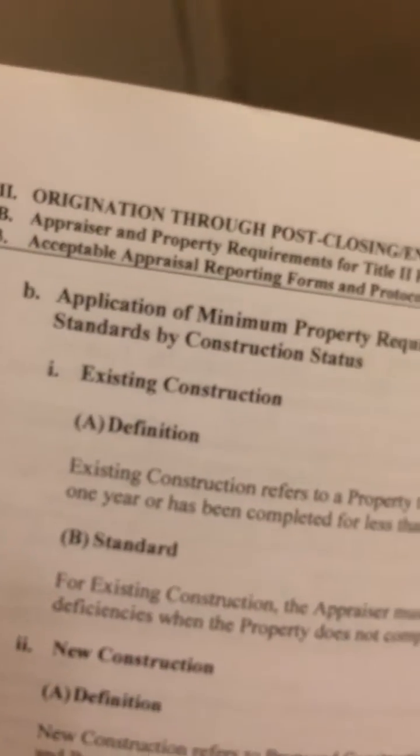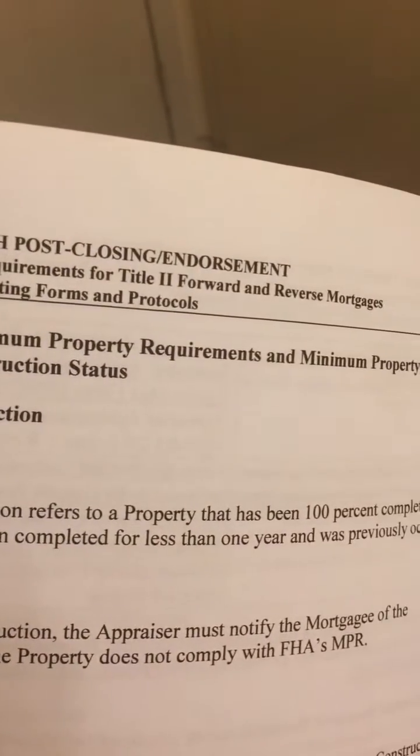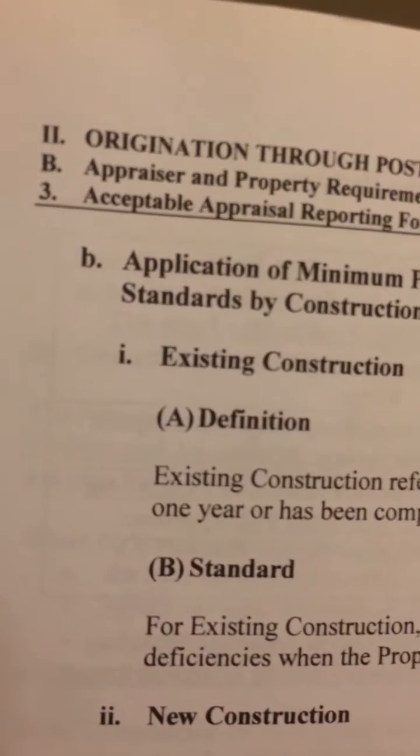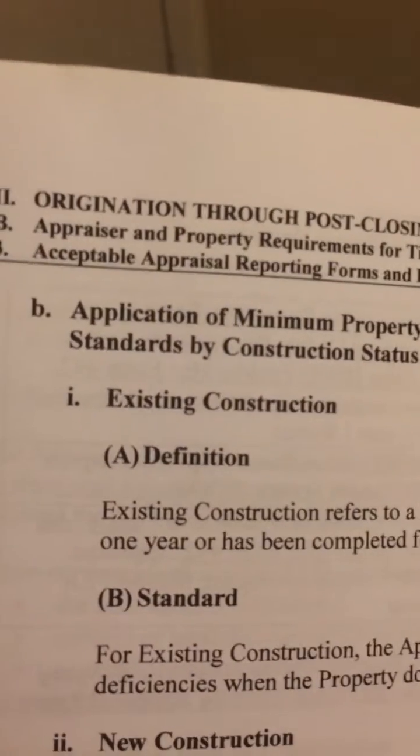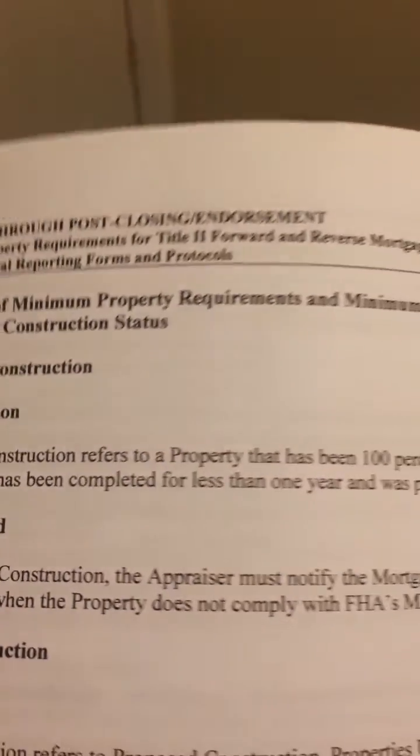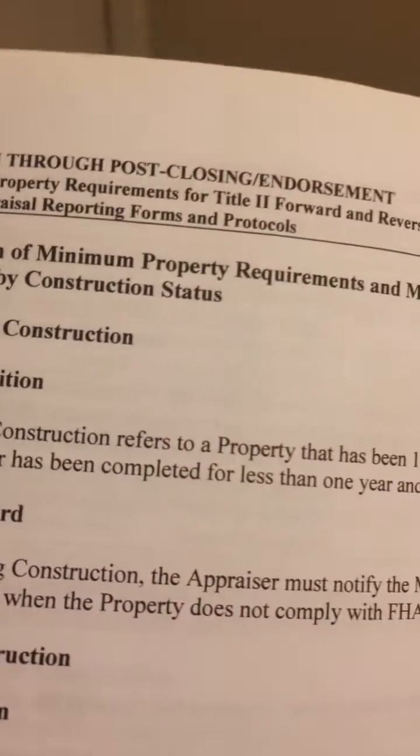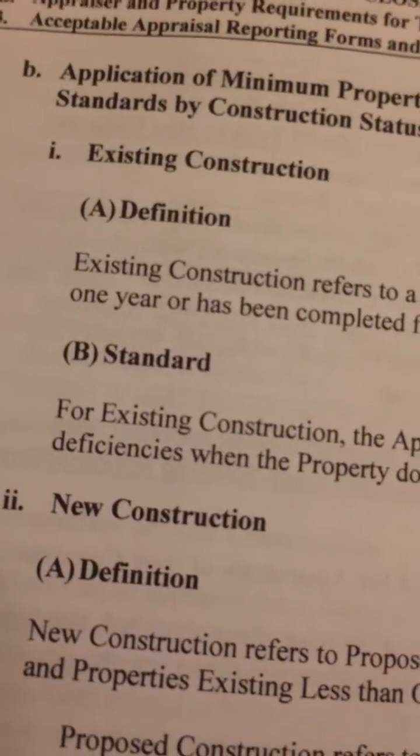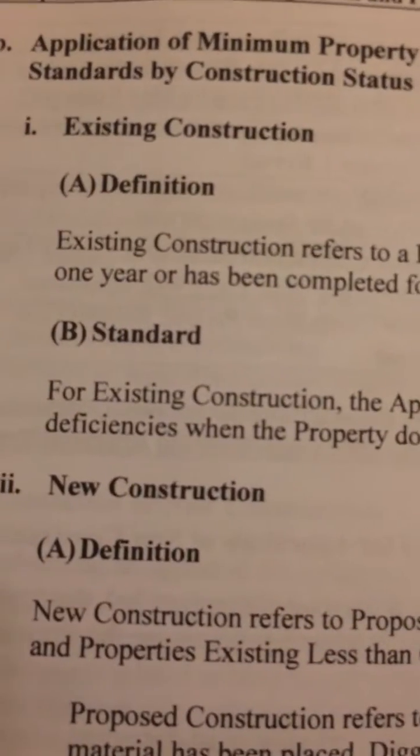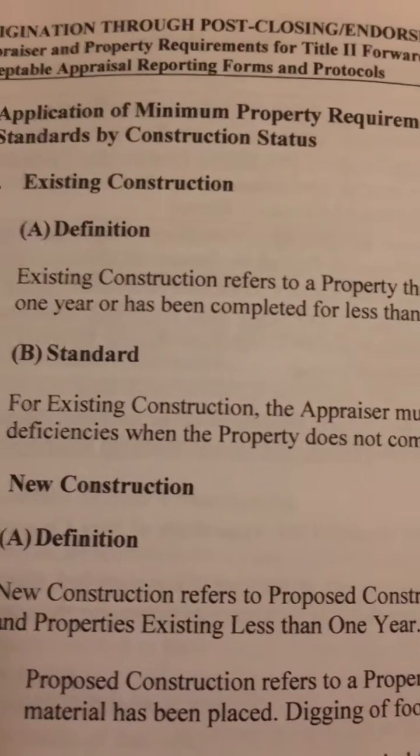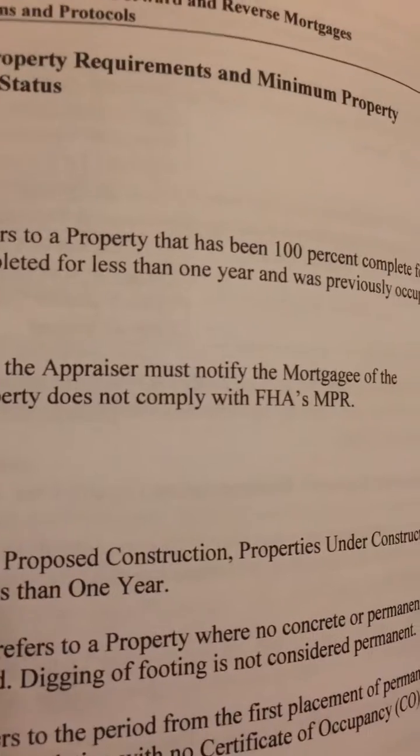B. Application of minimum property requirements and minimum property standards by construction status. I. Existing construction. A. Definition. Existing construction refers to a property that has been 100% complete for over 1 year or has been completed for less than 1 year and was previously occupied. B. Standard. For existing construction, the appraiser must notify the mortgagee of the deficiencies when the property does not comply with FHA's MPR.